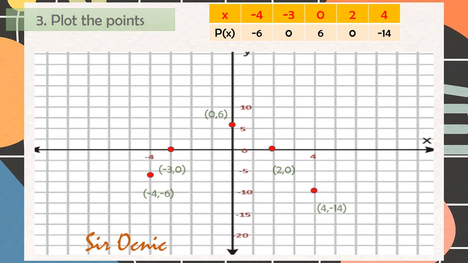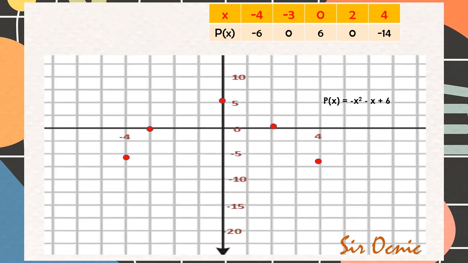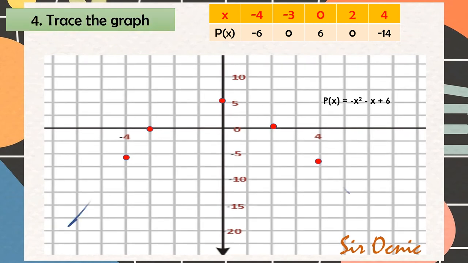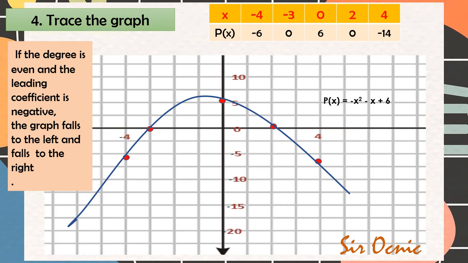Let us now trace the graph. This is now the graph of negative x squared minus x plus 6. If the degree is even and the leading coefficient is negative, the graph falls to the left and falls to the right.